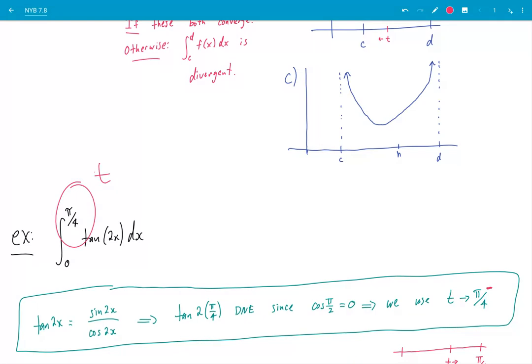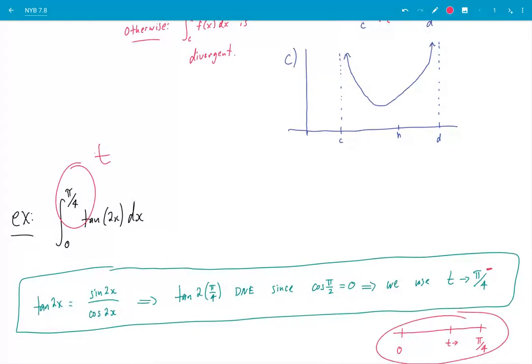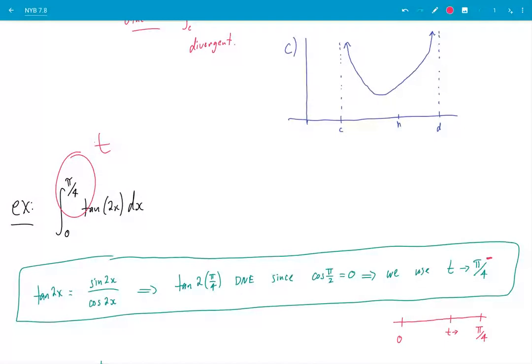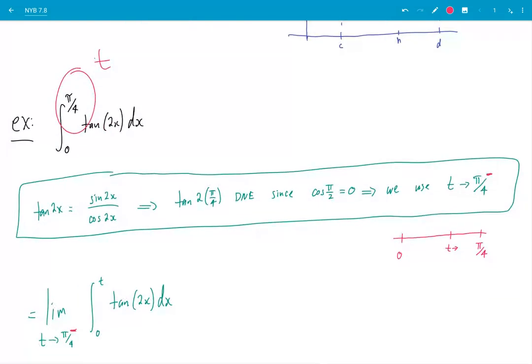Okay, and I've reasoned this out in the green rectangle here. So t is going to go to pi over 4, and it's going to approach from the left. This little diagram down here is useful to see why I have a minus here. Situate my t between 0 and pi over 4, and it's moving towards pi over 4. So I can see that it's approaching pi over 4 from the left, so giving me the minus there. Okay, introduce my limit.